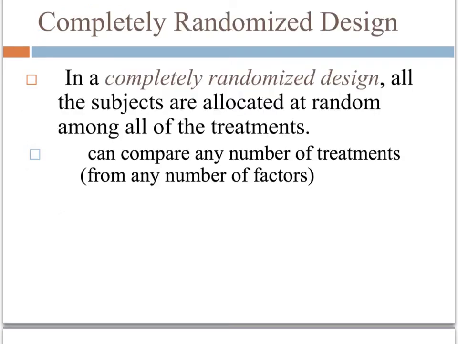So in a completely randomized design, all subjects are allocated a treatment at random among all the treatments. And that way we can compare any number of treatments from any number of factors if we do a completely randomized design.